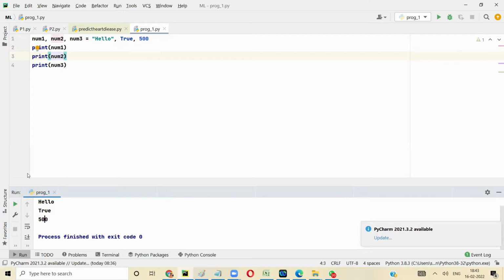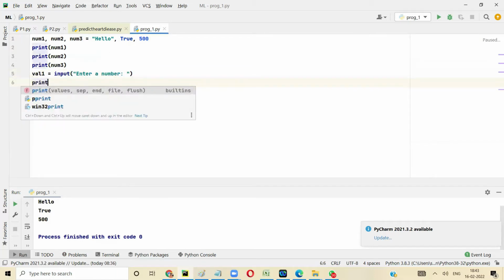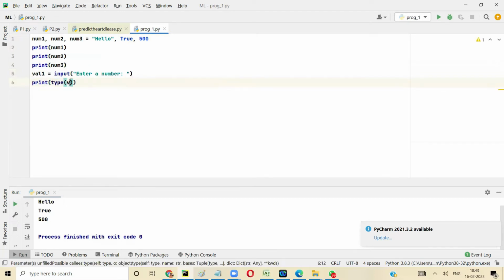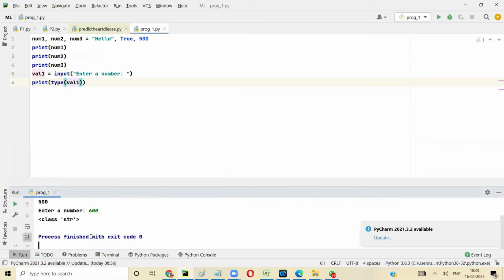Now we'll talk about type conversion. Yesterday we saw that when I do val1 equal to input, and I say enter a number, and now if I do type of val1, what will I get? You get string. So when I run it, enter a number, I'm saying 600, but the type will give me string, because input always takes as a string.